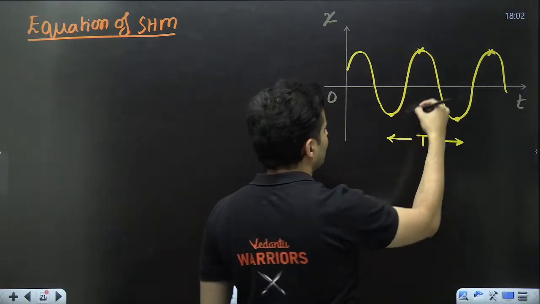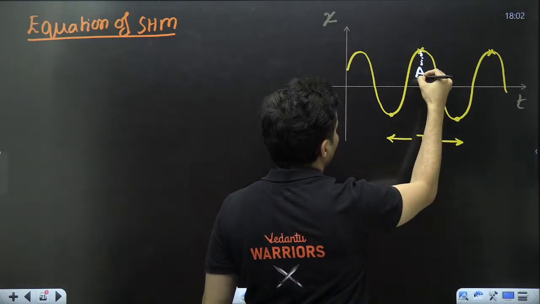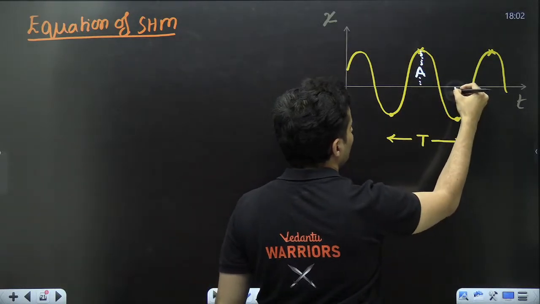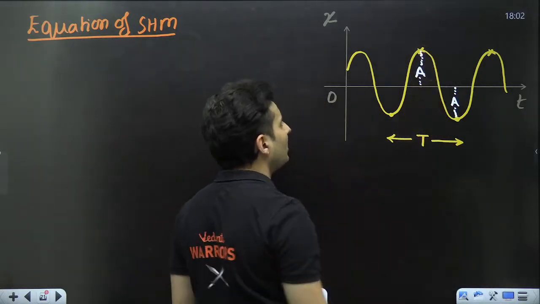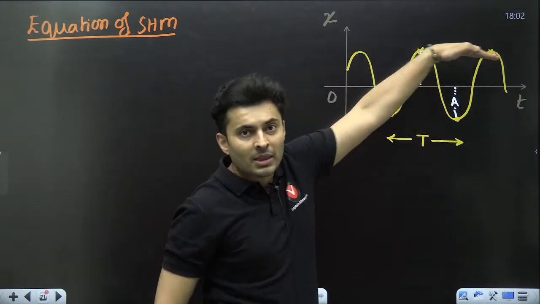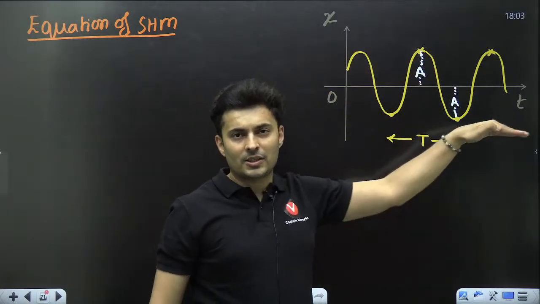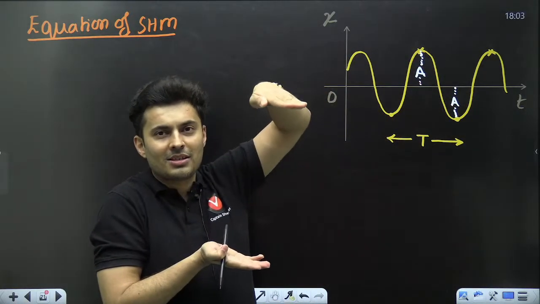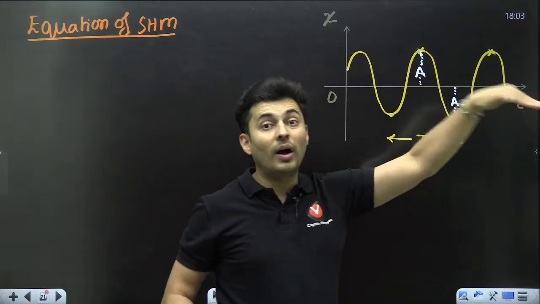Similarly, my dear warriors, what is this going to be? This is going to be the amplitude, right? From here to here, or from here to here. This represents one of the extremes, this represents another extreme. Two extremes. Okay? This line represents the mean.